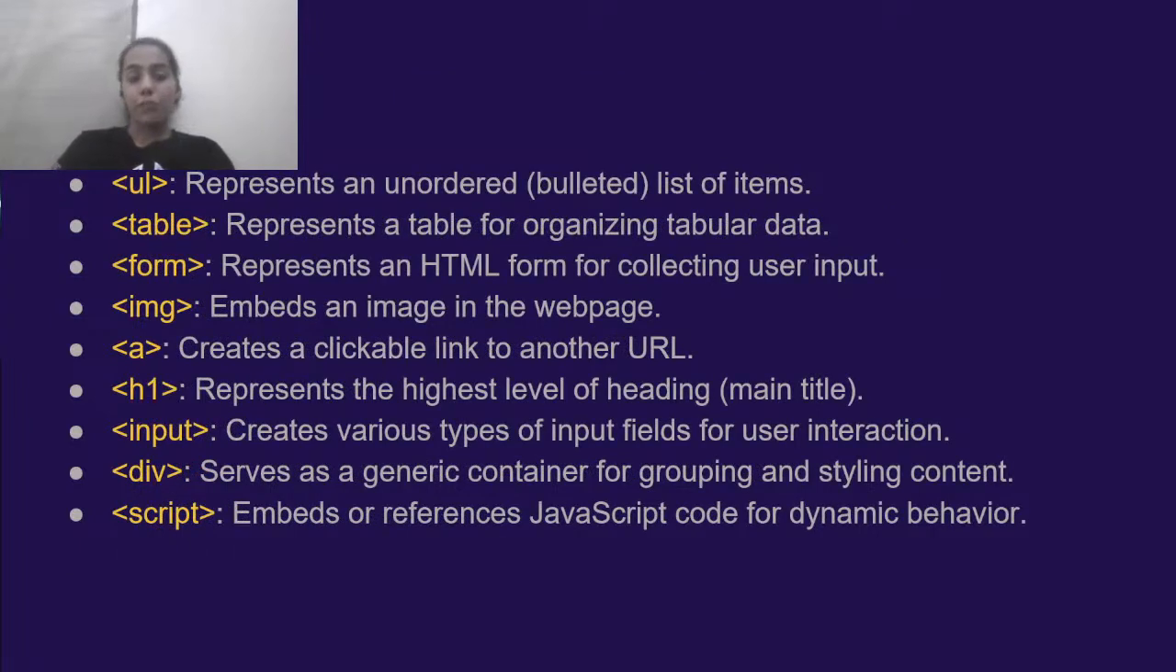Moving on, we have some more tags, which is UL. So that stands for unordered list. So it is a bulleted list of items. Next, we have the table tag, which represents tables for organizing tabular data. Form tag, like I said, we can use along with input tag to collect user input from HTML forms. The rest of the tags, I think we have covered.